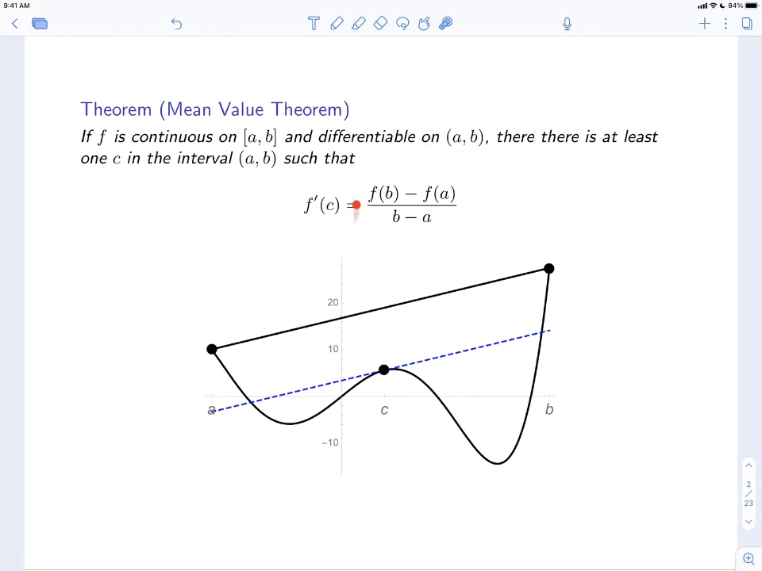The quantity on the left, f prime of c, is the slope of a tangent line. What the theorem is saying is that there is some number between a and b where the slope of the tangent line is the same as the slope of the secant line passing through the 2 endpoints over the interval.